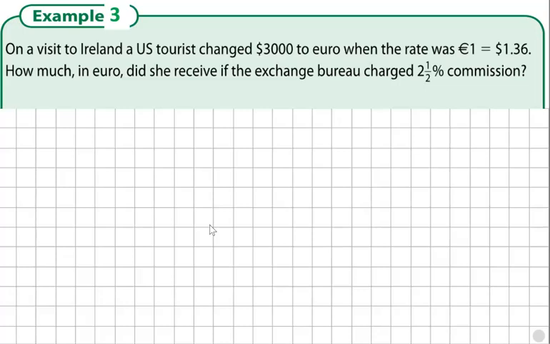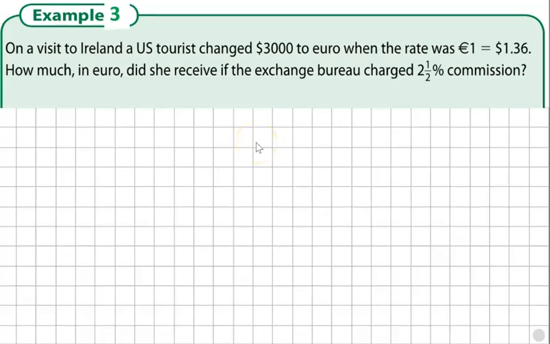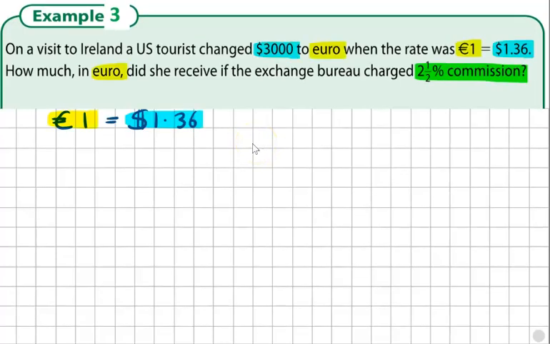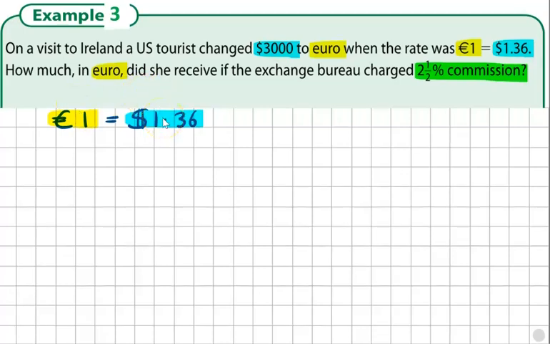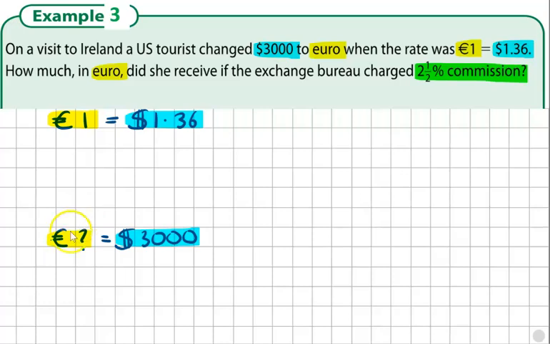On a visit to Ireland, a US tourist changed $3,000 to euro when the rate was €1 equals $1.36. How much in euro did she receive if the Exchange Bureau charged 2.5% commission? So we start off with the exchange rate: €1 equals $1.36. We want to know how many euro is equal to $3,000. So we can't jump straight from 1.36 to 3,000. We have to go to 1 first.